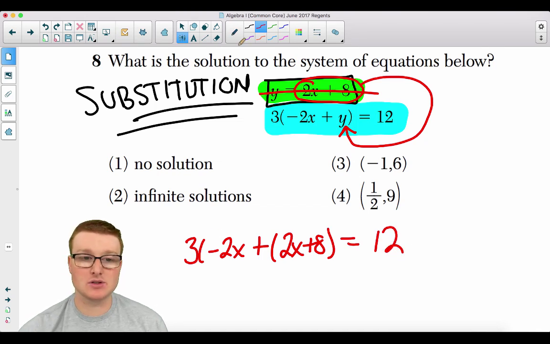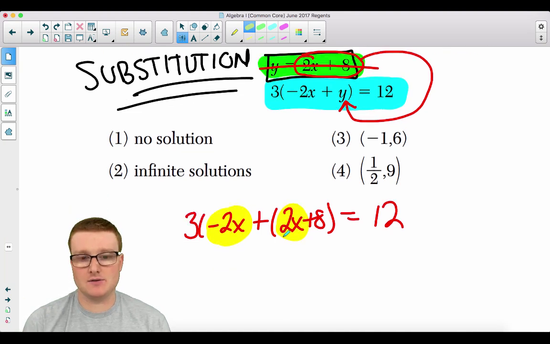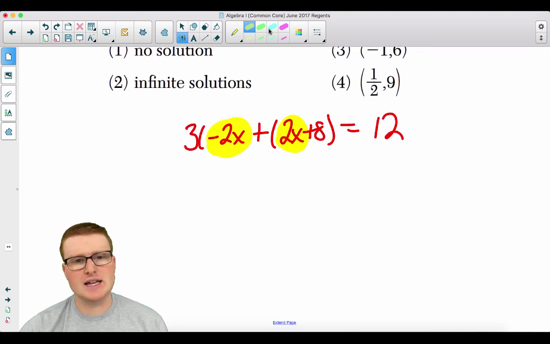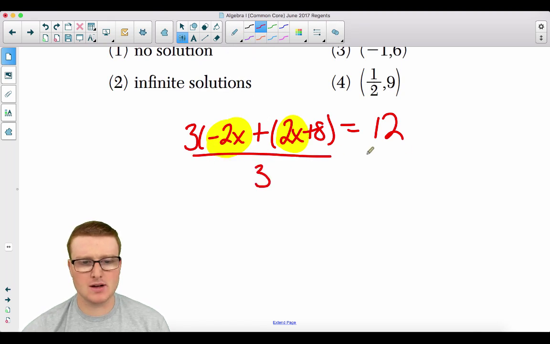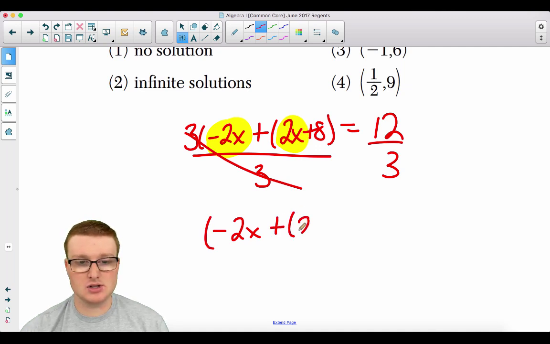Now, look at this, folks. We have everything in terms of x. Now it's easy. Let's go ahead and solve, okay? So what I would like to do first is let's divide by the 3. We get negative 2x in parentheses plus parentheses 2x plus 8 is equal to 4.